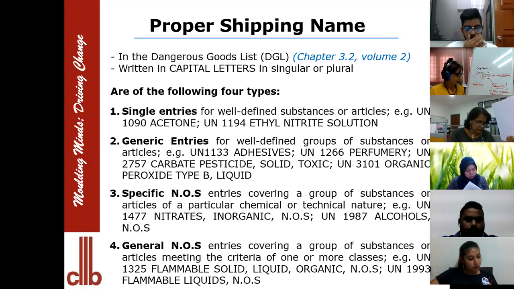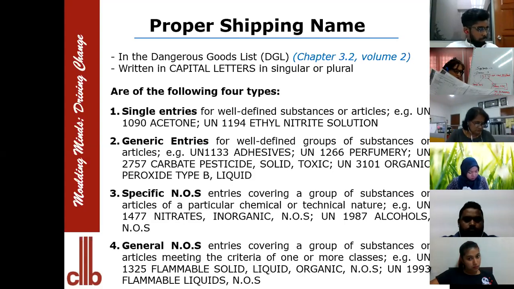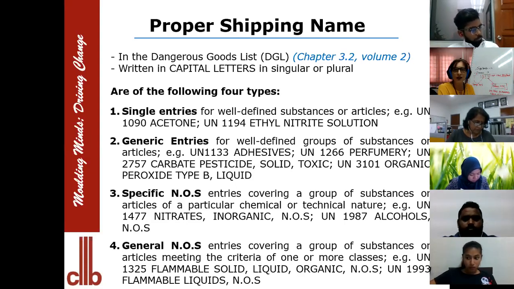And let's take UN number 1707. Let's look at 1707. So 1707 is thallium compound, not otherwise specified. If you notice, this is a specific NOS. They have grouped it under a certain substance, thallium compounds, right? But they say it is not otherwise specified.